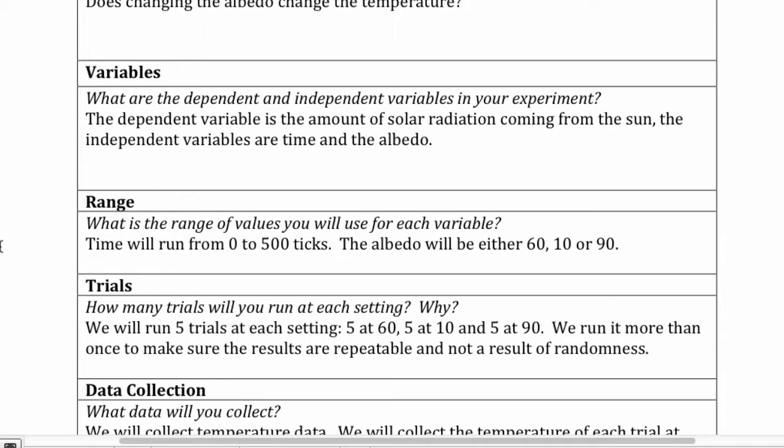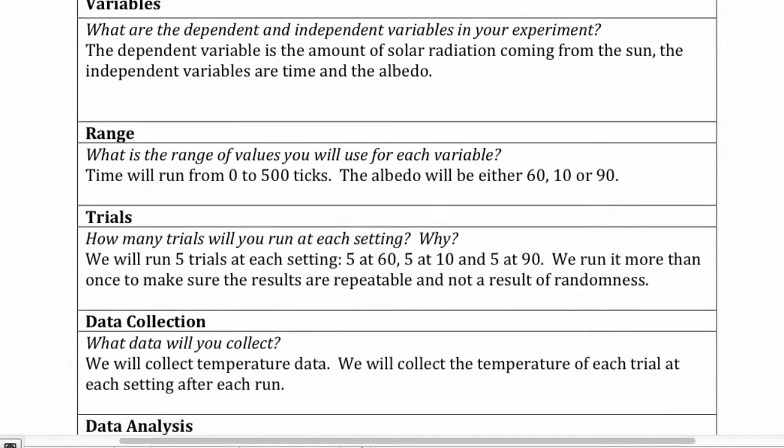The dependent variable in this case is going to be the amount of solar radiation coming from the sun, and the independent variables will be time and the albedo. So the amount of solar radiation will remain constant, while time and albedo will change.